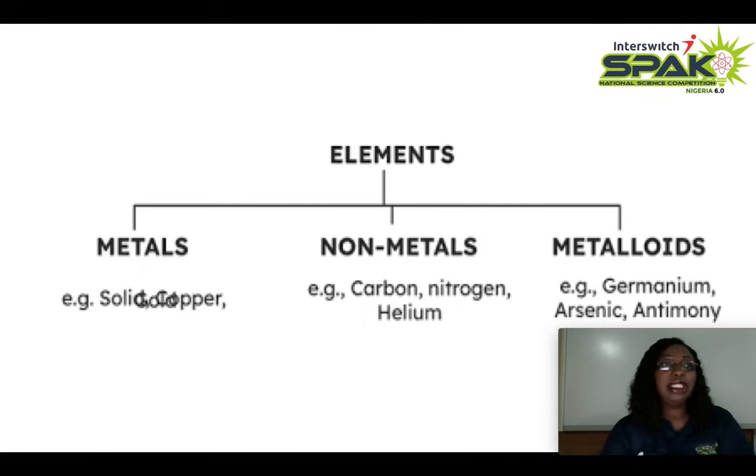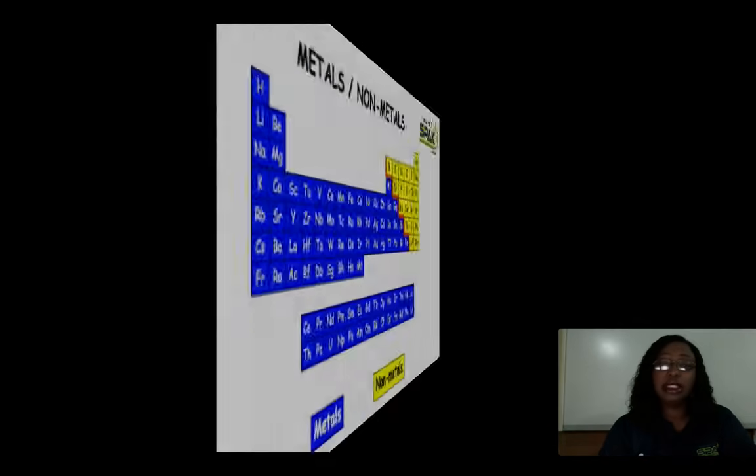The metalloids are elements that are in between metals and non-metals. So at times they behave as metals, at times they behave as non-metals. Very good examples: you have your silicon, we have your germanium, you have arsenic, you have boron. All these can behave as metals and non-metals. They are called metalloids. They are also called semi-metals in some cases.